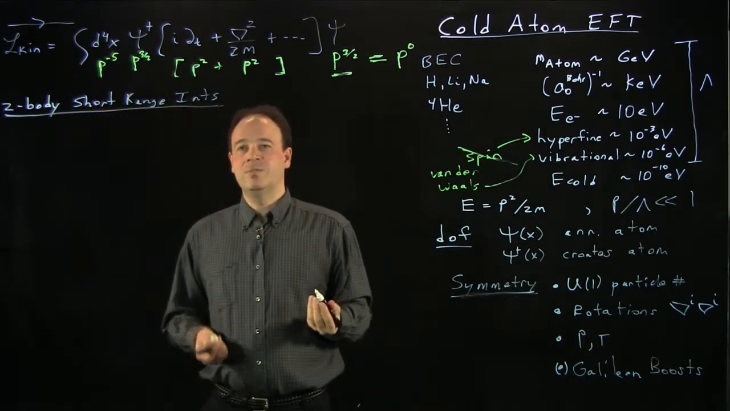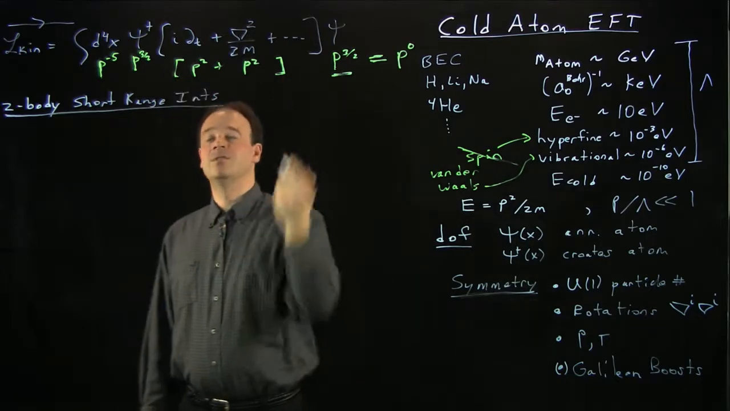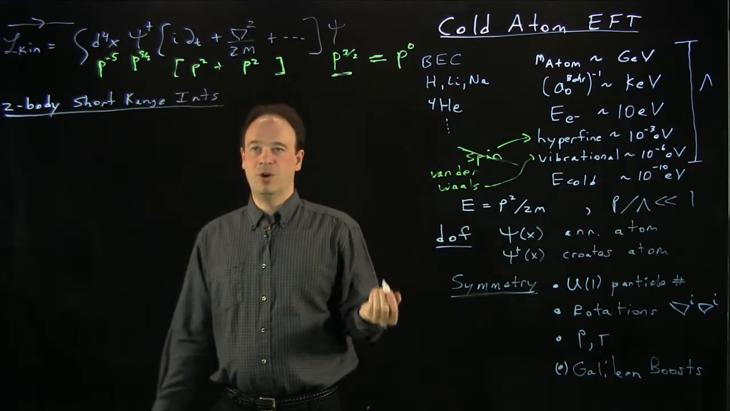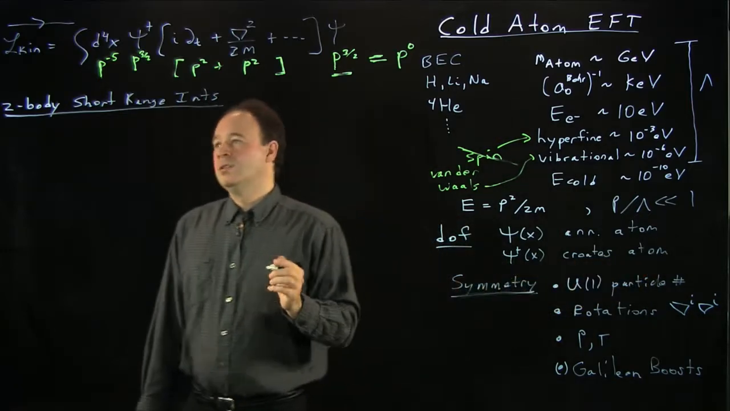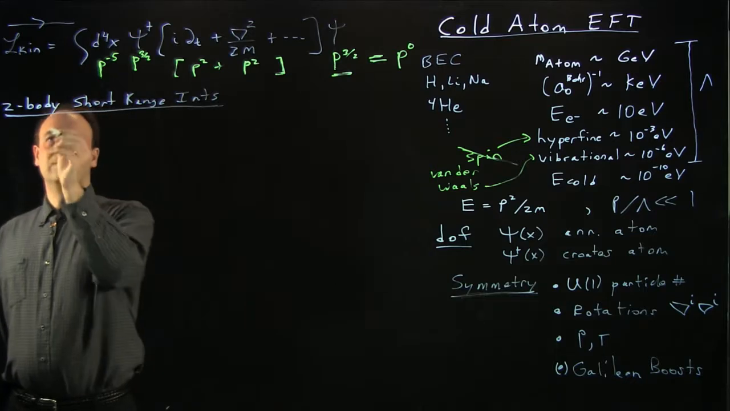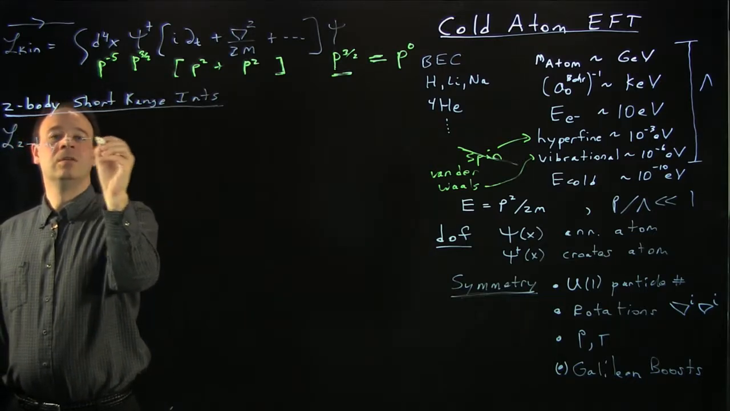OK, so what is a two-body short-range interaction? Well, if this guy here has two fermion fields, or two boson fields, we're going to have more. They always come in pairs because of this U(1) particle number. So we're going to have four fields in this Lagrangian. So let me call it L two-body.